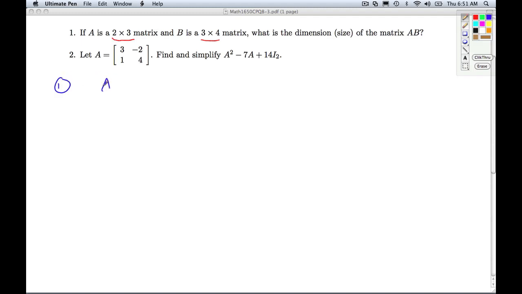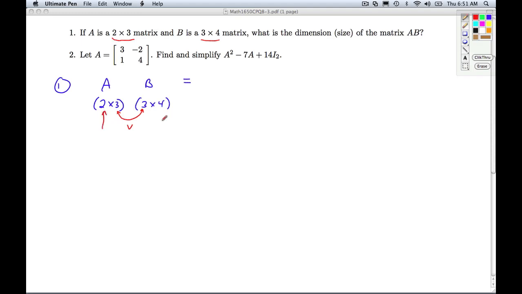So if we take a 2x3 matrix and multiply it by a 3x4 matrix, well, first off we have to check to see if this multiplication is even defined. So I look at the number of columns in A. That has to match the number of rows in B. So these two numbers have to check, which they do.